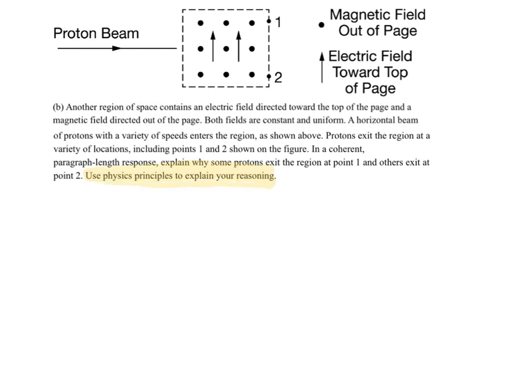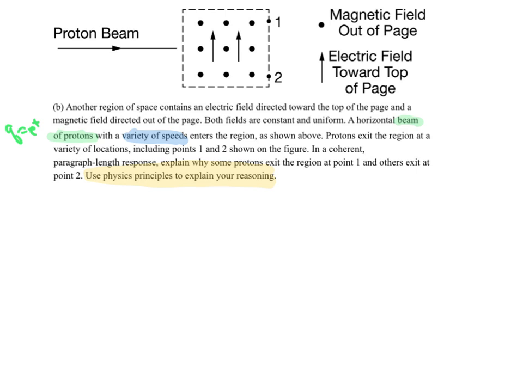Some other things to note. It's a beam of protons, so those are all the same. They all have the same charge, q equals just the electric charge, but with a variety of speeds. So that's probably going to matter.